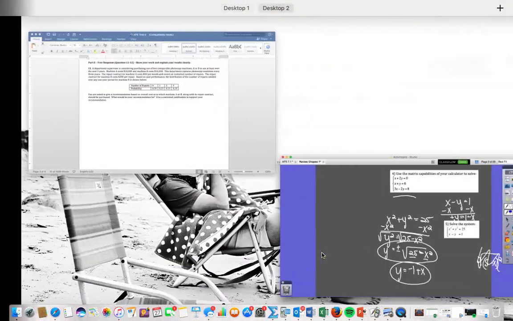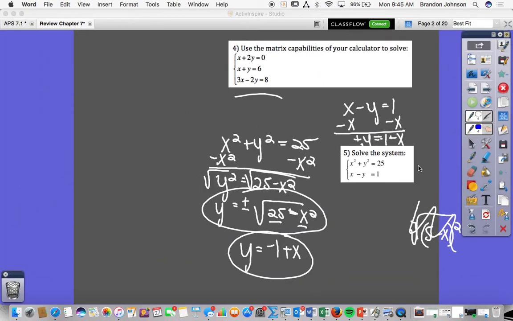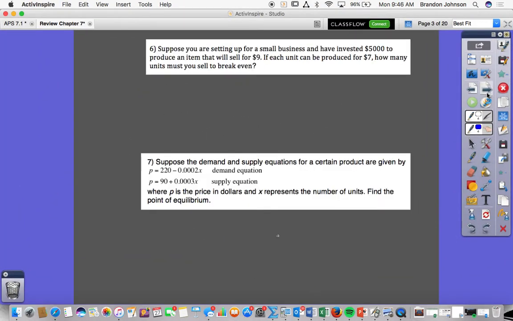All right, so let's go to number 6, because that one is a little bit different, because you have to actually set up the equation. It says this: we have a small business. We've invested $5,000 to produce an item. Okay? So here's my business right here. I'm going to call it Michigan is awesome.